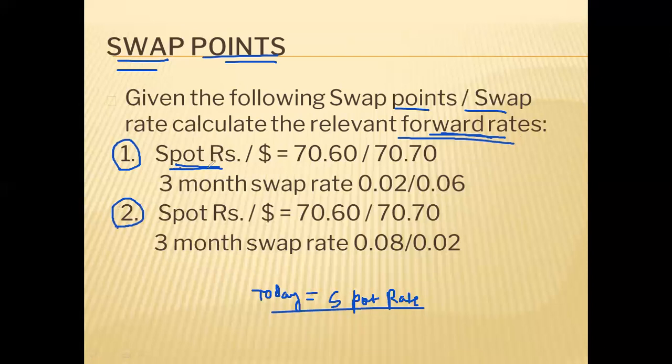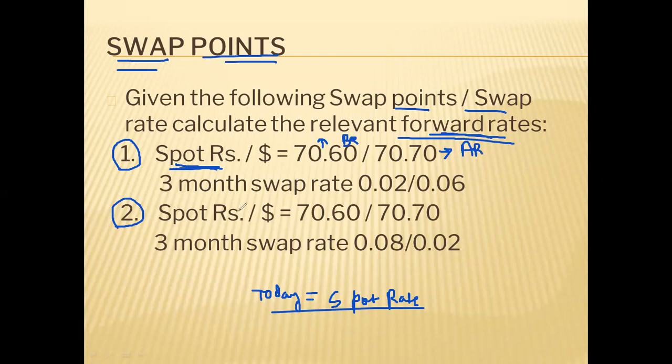First illustration, let us read. Spot, rupees per dollar, is 70.60 slash 70.70. So two rates are given. Everybody will know by now which rate this is. This is called the bid rate, no? A rate at which the bank will buy the foreign currency. And this rate is known as the ask rate, a rate at which the bank will sell the foreign currency.